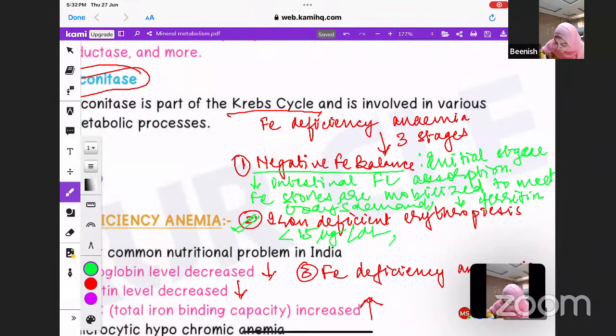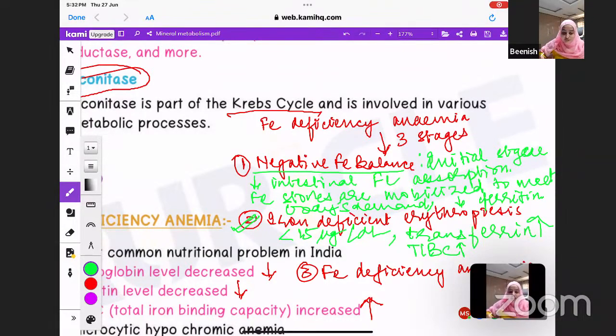Why is transferrin increased? Because transferrin is involved in transport again. So your transferrin level will be increased, but transferrin saturation will be decreased. Okay. So therefore, because of increased transferrin, what happens? Your TIBC increases. So your TIBC is going to increase, your transferrin level in the blood is going to increase, but your ferritin level is going to fall down.